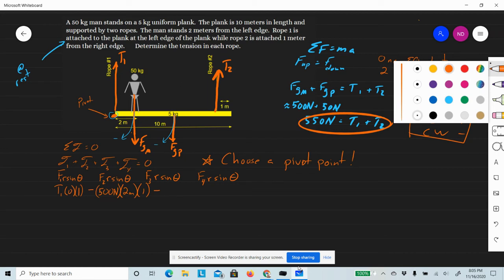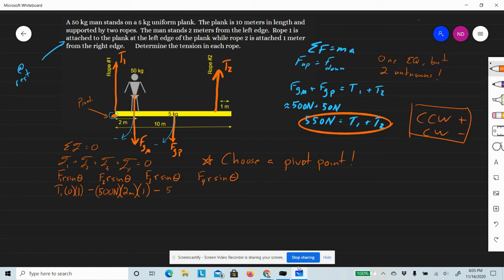The weight of the plank itself is 50 newtons. And this is 5 meters away. Again, sine of 90 is 1, so that's easy.